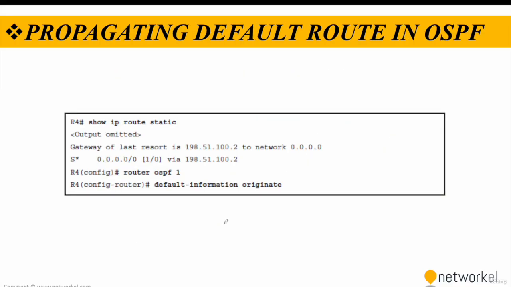So lastly, propagating a default route in OSPF involves advertising a default route, 0.0.0.0, into an OSPF area or the OSPF domain. This is useful for providing a path for packets destined for networks not directly reachable within the OSPF domain, and you can achieve this using the default-information originate command, as you are seeing on the screen.